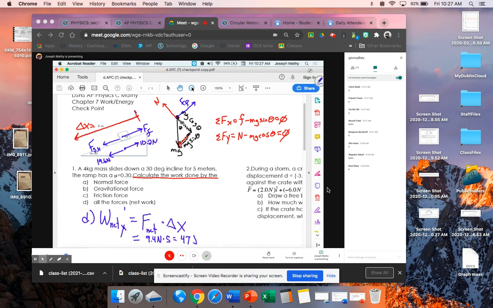.47 Newton meters. Or joules. Look, I got ready to write joules. We'll just say Newton meters. There we are at the end of the day. 47 Newton meters.